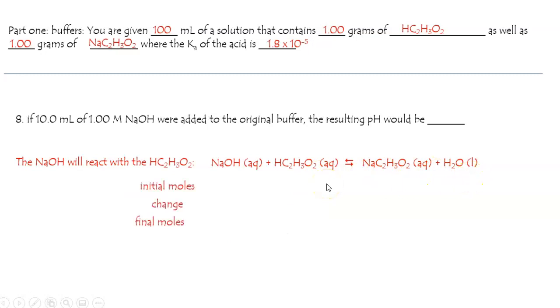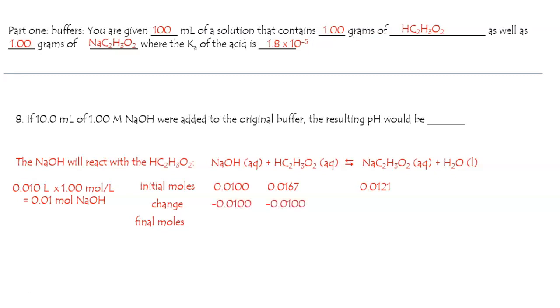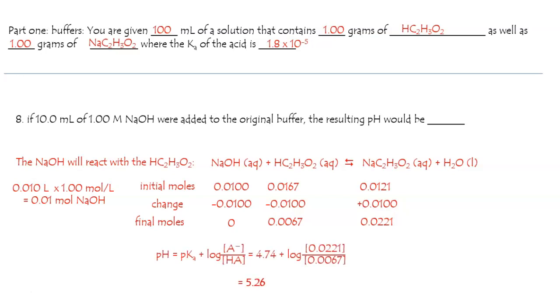Let's set up a nice table. Initially, we had our 0.01 moles of sodium hydroxide. We had 0.0167, 1/60th of a mole of acetic acid, and 1/82nd of a mole of the sodium acetate to begin with. That'll all react, giving us not much acetic acid left over, and it will increase the sodium acetate by the 0.01 moles. We find we have a small amount of acetic acid, a pretty large amount of the sodium acetate, and the Henderson-Hasselbalch equation, as we did before, shows us that the pH went up from 4.6 to 5.26, about what we would expect.